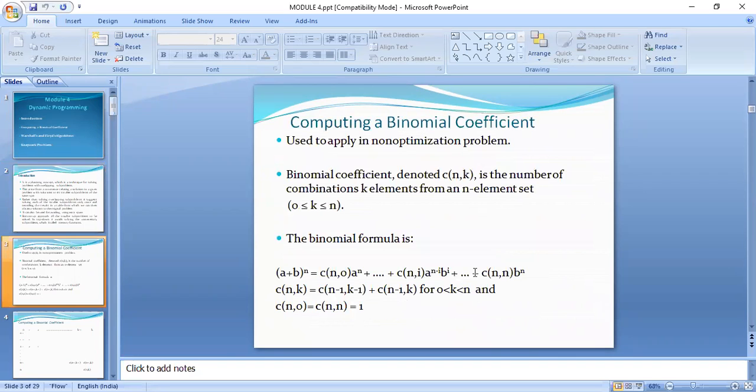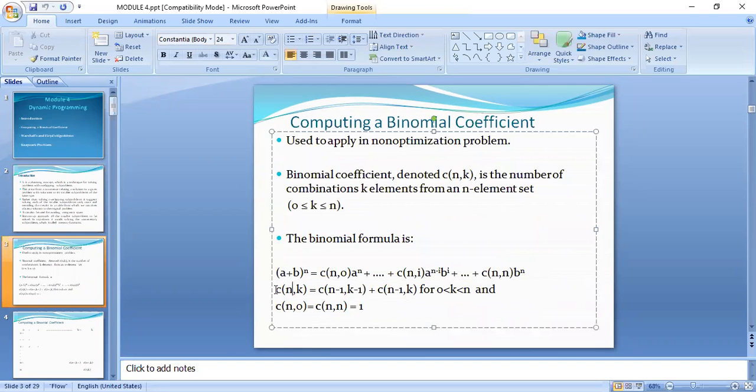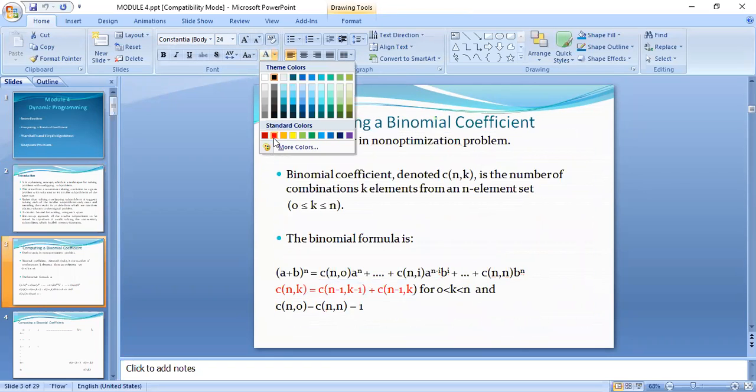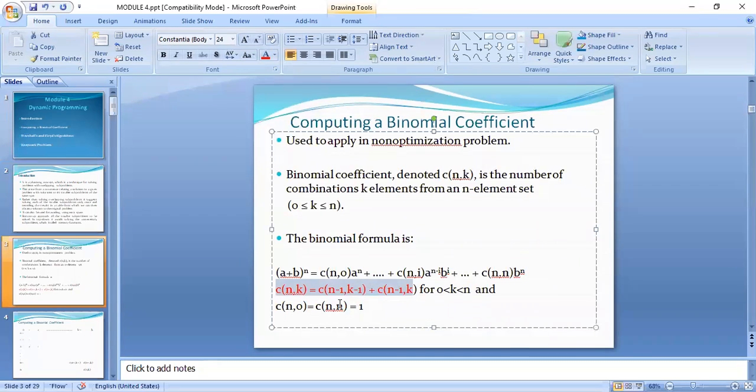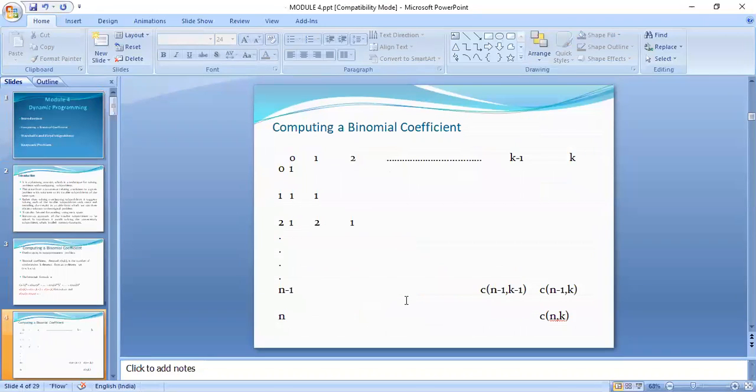So we have seen what is the formula for binomial coefficient. The formula is C of n comma k is C of n minus 1 comma k minus 1 plus C of n minus 1 comma k. And we have also seen the initial condition: C of n comma 0 and C of n comma n are equal to 1. So we will be using this table to solve the value.